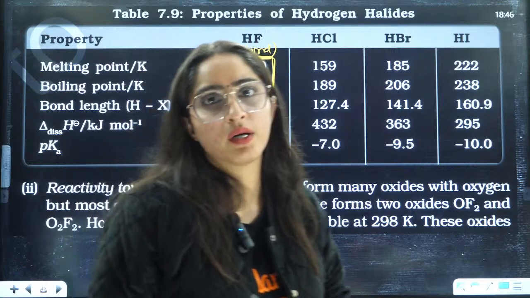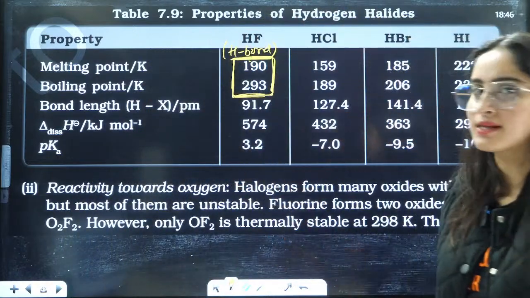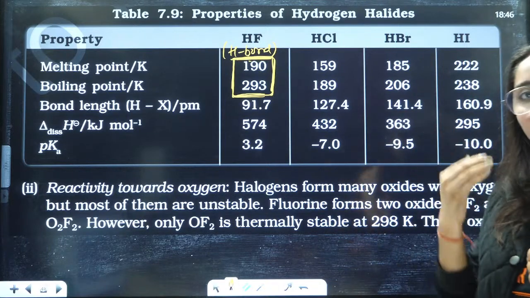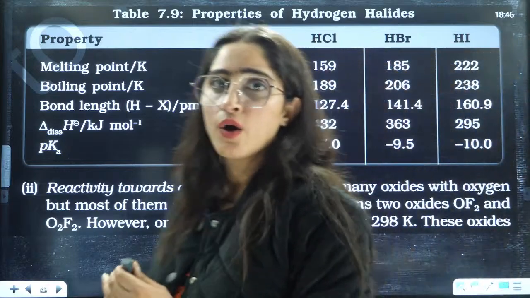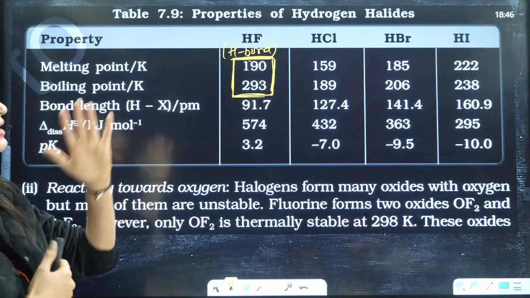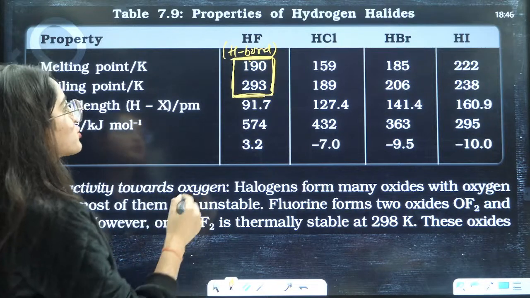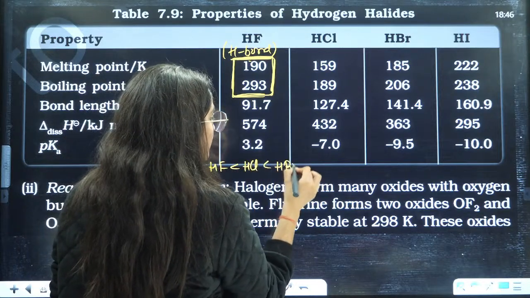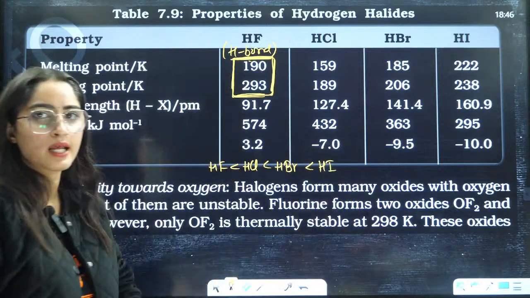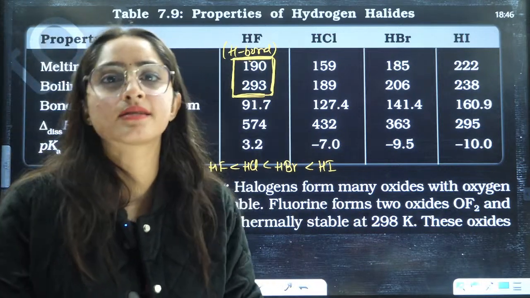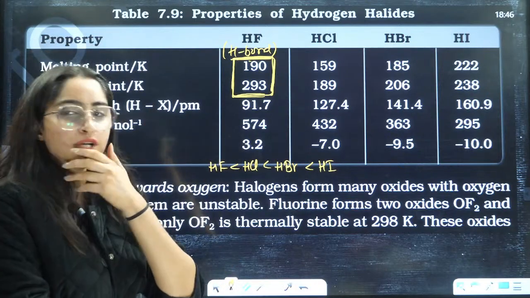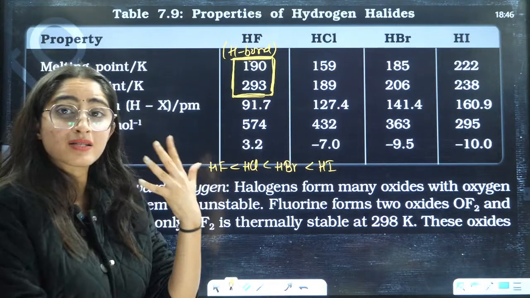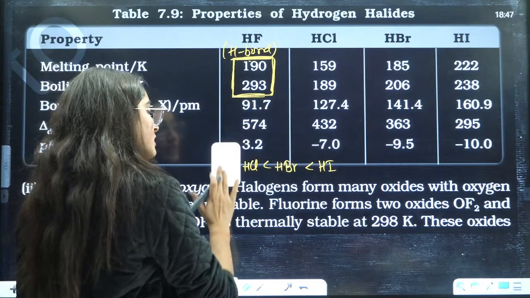See, down the group we know that the size is increasing, right? So down the group the melting point and the boiling point should increase. That means it should be like HF, then HCl, then HBr, then HI. Melting and boiling point should increase down the group, right? But what we observed here is that HF has the maximum boiling point.